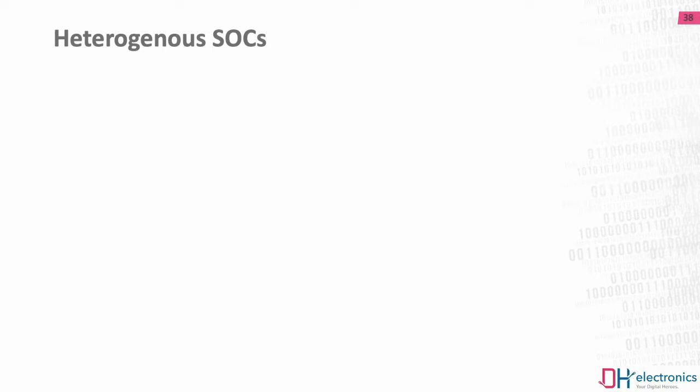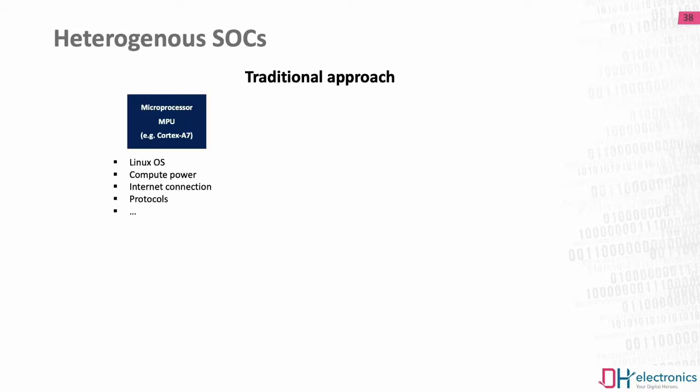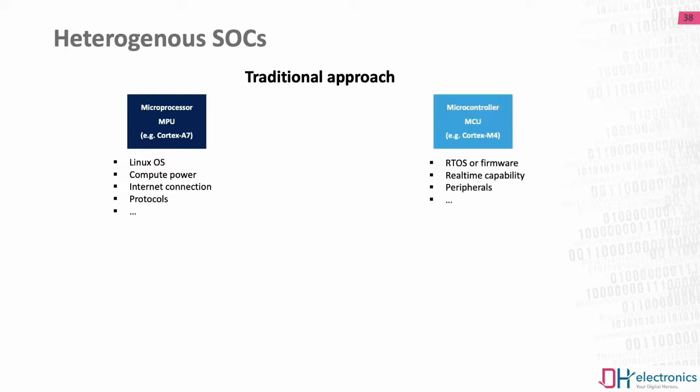So now let's talk a little bit about heterogeneous SoCs. Before we dive into this topic, I would like to explain the traditional way. There we have a microprocessor, for example the Cortex-A7. On this device typically Linux is used as operating system and the device is connected to the internet and handles all the protocol stuff like Ethernet, Bluetooth and so on. On the other hand, we have a Cortex-M microcontroller. This device handles all the fieldbus and real-time stuff.